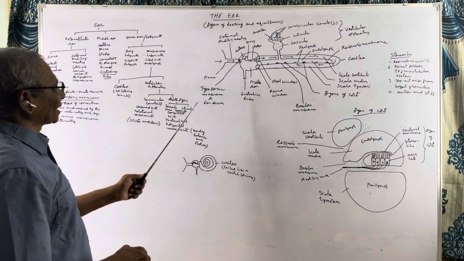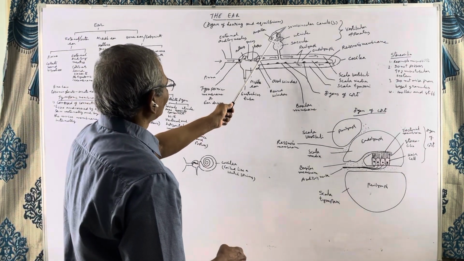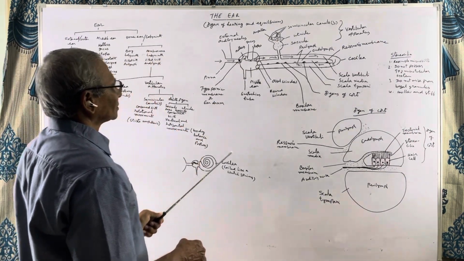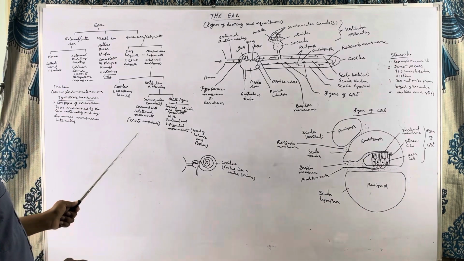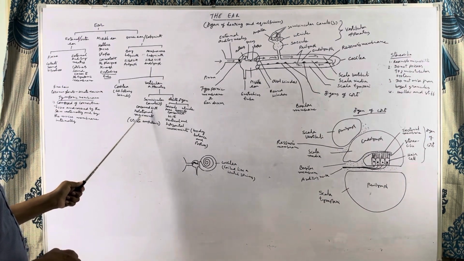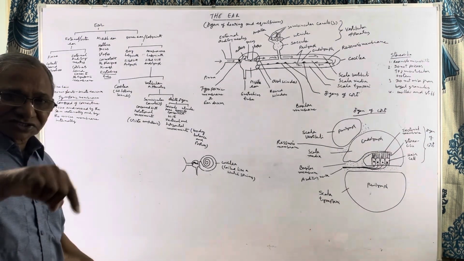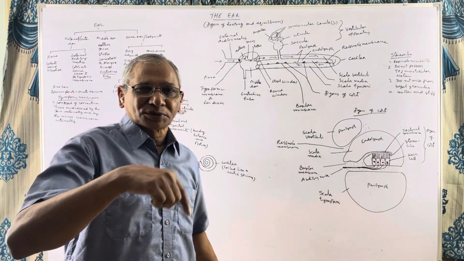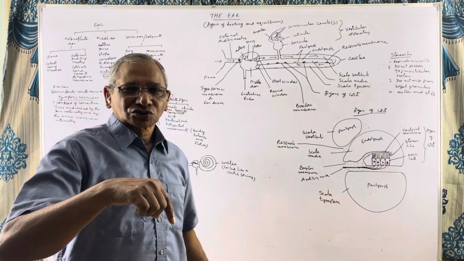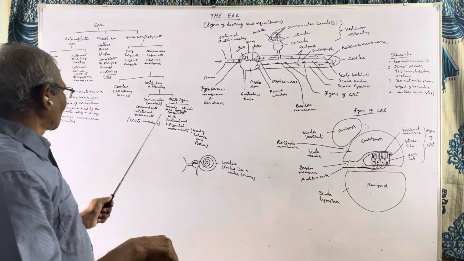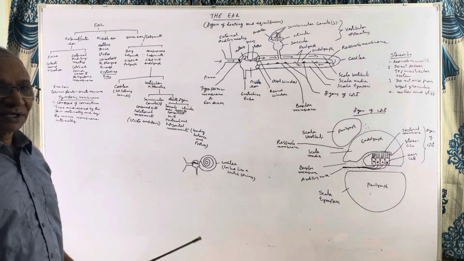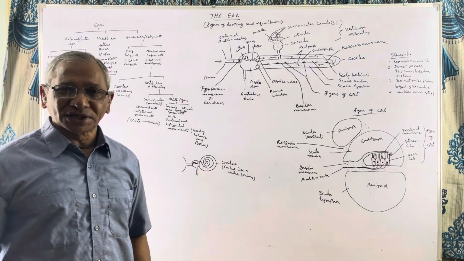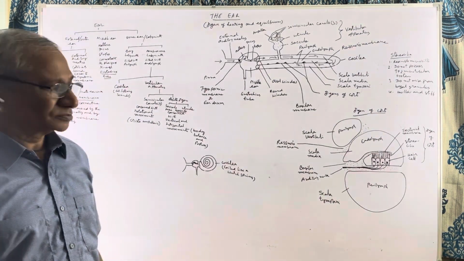The crista ampullaris present in the semicircular canals are concerned with rotational movements. When you go around yourself, what happens? It causes rotational movement. So, the crista ampullaris detect rotational movements and help in equilibrium.